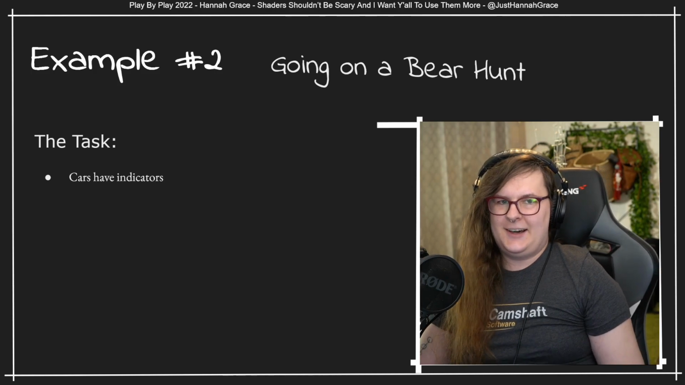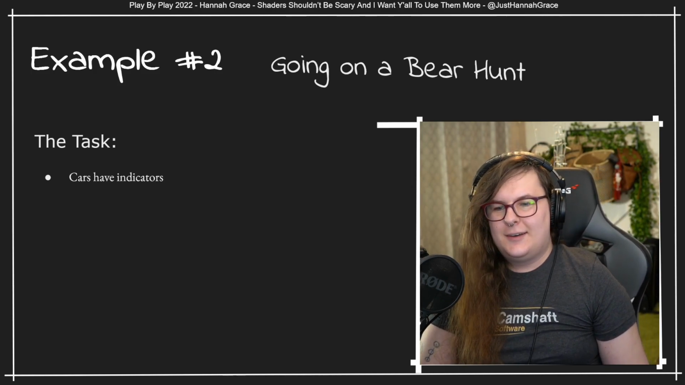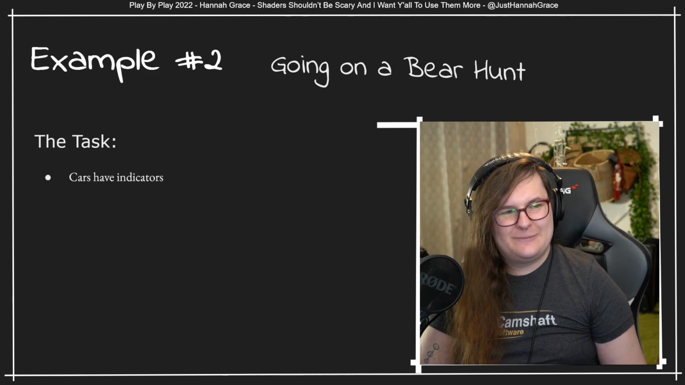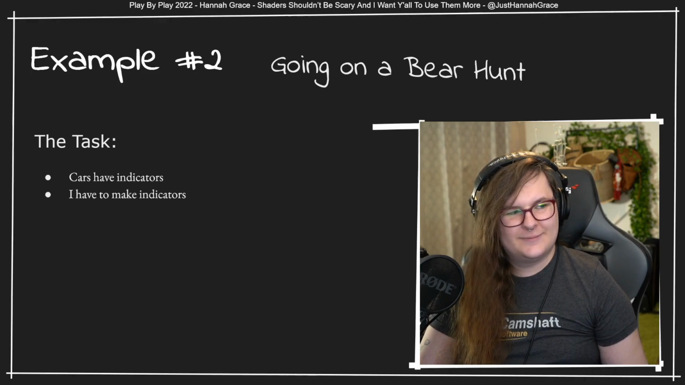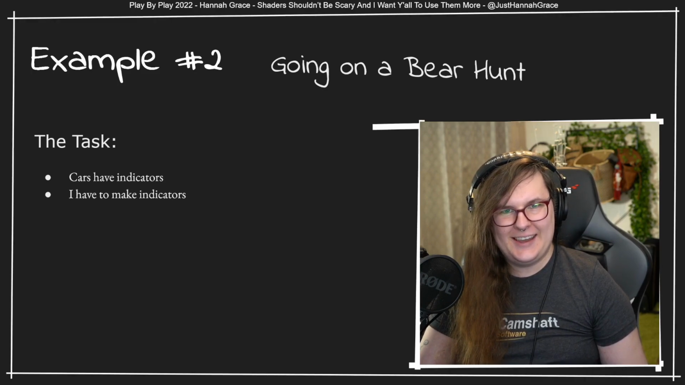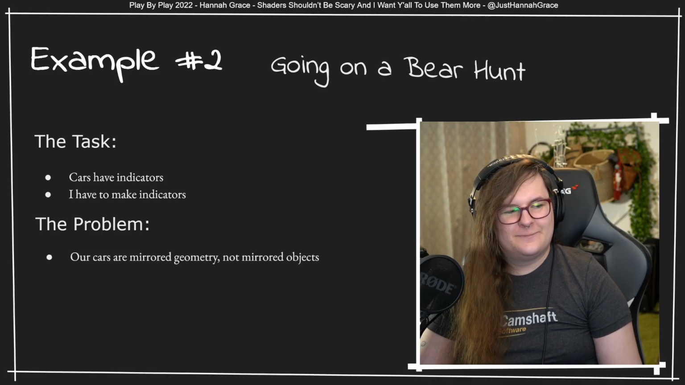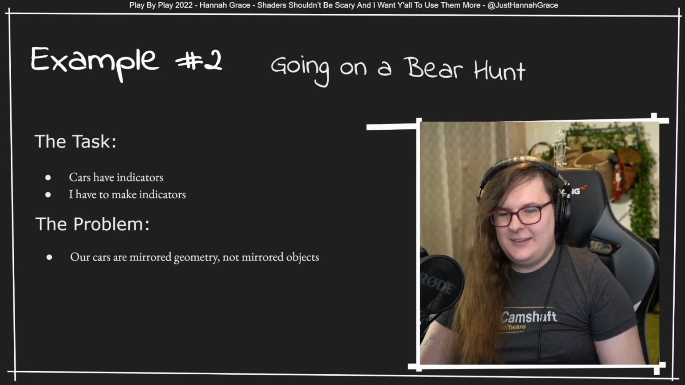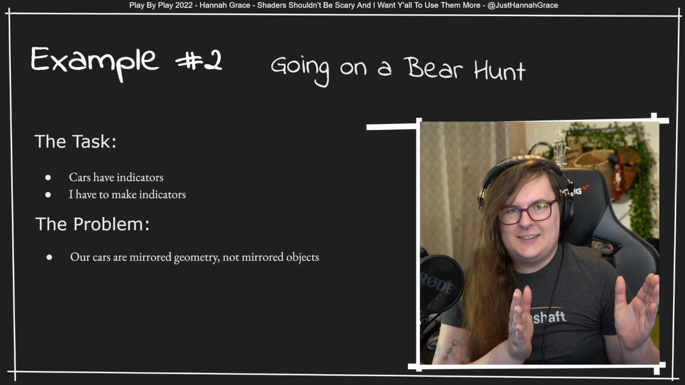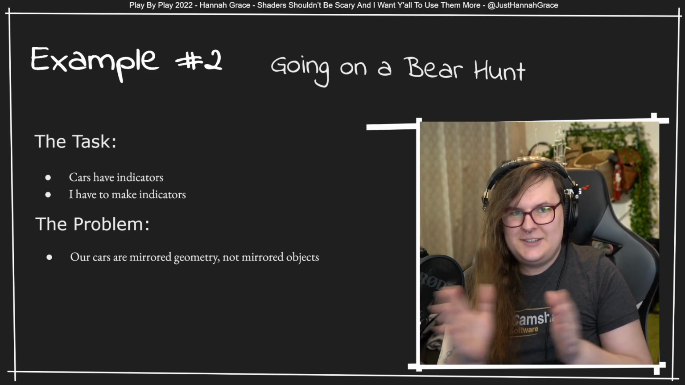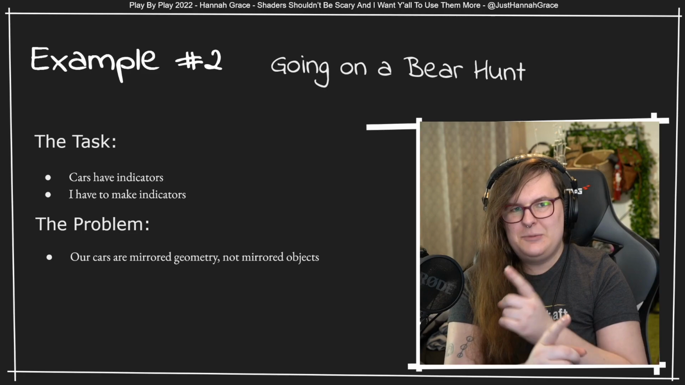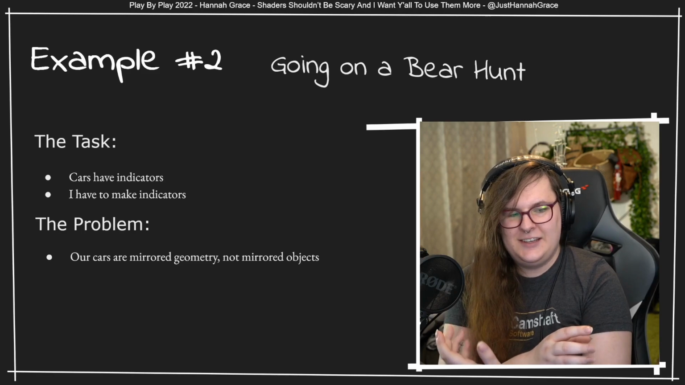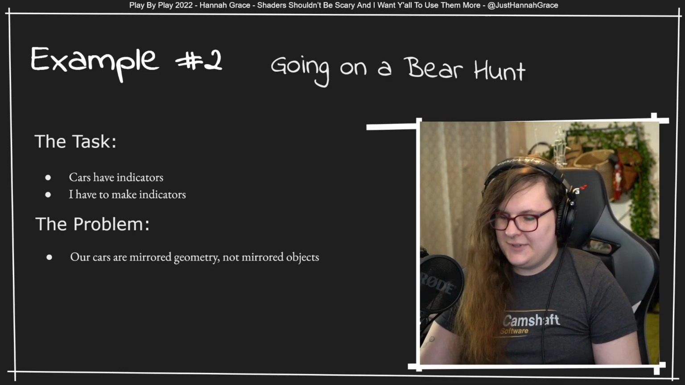I had a task. I'm working on a car game. Cars have indicators, which means I have to make indicators. The problem with that is one of the optimizations we made is that only half of the car exists. The other half of the car is just duplicated geometry. It's not a duplicated mesh or object, just the vertices and faces and UVs get swapped.